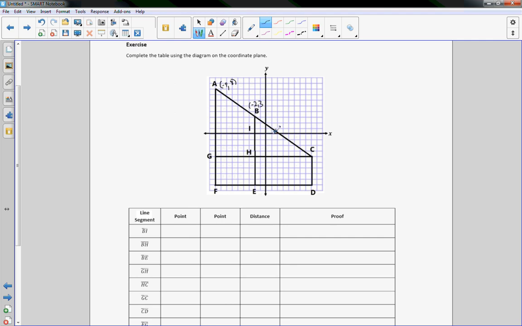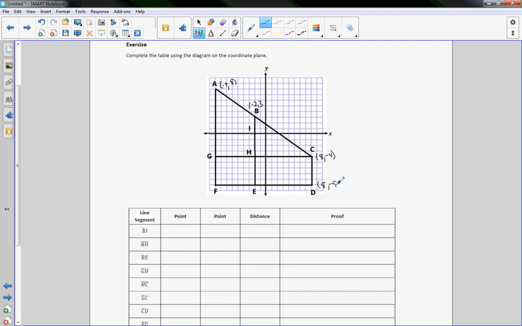C, I'm going to go alphabetical order. 1, 2, 3, 4, 5, 6, 7, 8. Down 1, 2, 3, 4. That is the point 8, comma, -4. D is the point 8, -4, 5, 6, 7, 8, 9.